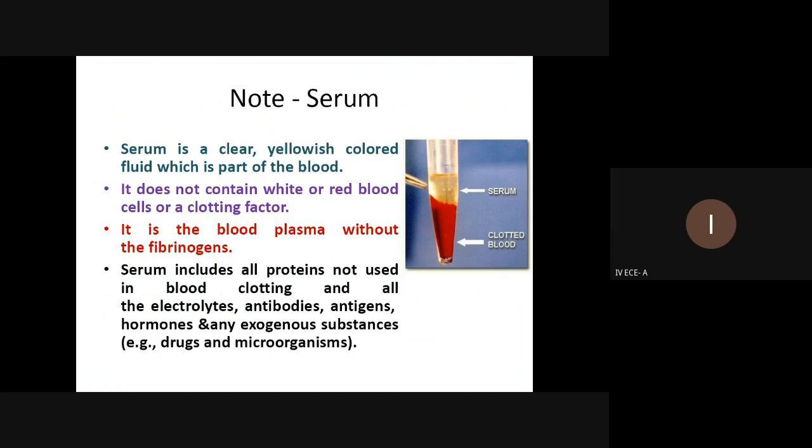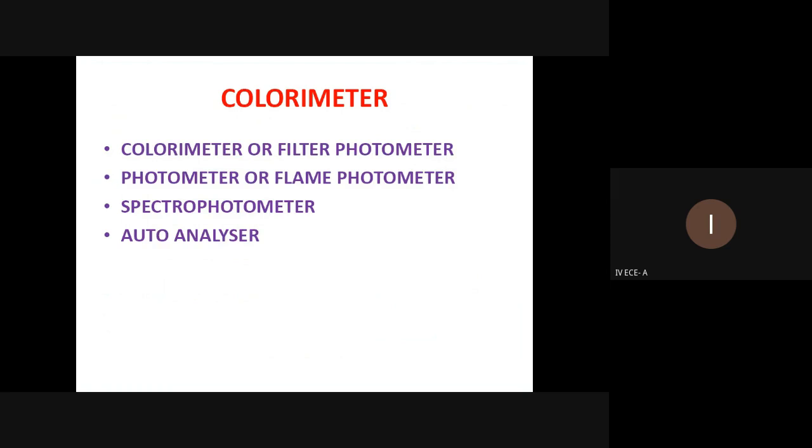So what is blood serum? Serum is a clear yellowish colored fluid which is a part of the blood. It does not contain white or red blood cells or clotting factors. It is the blood plasma without the fibrinogens. Okay, so let us see the types of colorimeter.